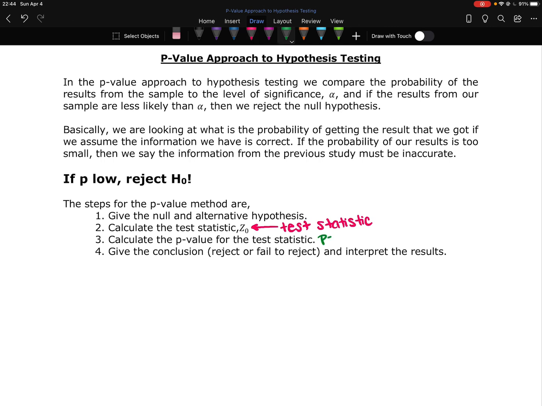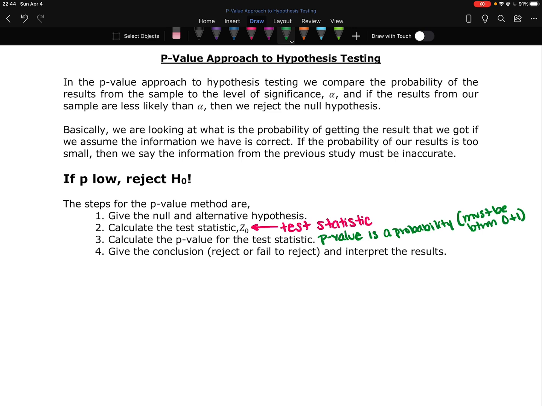And as a note, the p-value is a probability. So if we remember our rules of probability, it must be between 0 and 1. So if you get a p-value and it's not between 0 and 1, then either it might be in scientific notation or something's wrong.